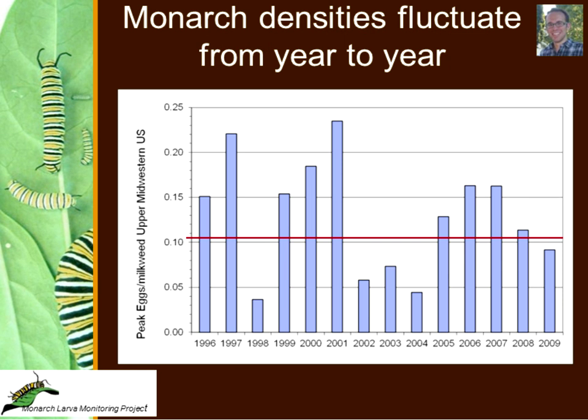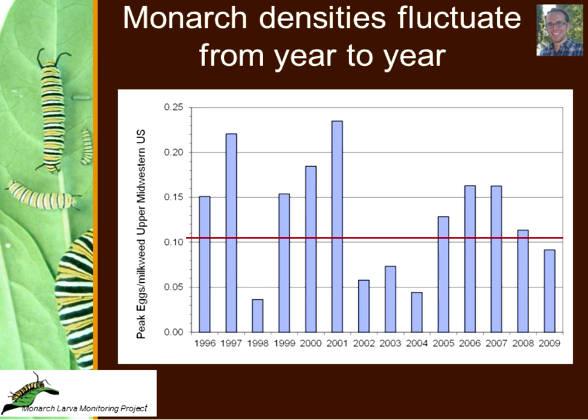One thing that we do with the data is we try to get a gauge of where the monarch population is at on a year-to-year basis. So this is the data that we've used from volunteers participating in the Monarch Larva Monitoring Project. And you can see that there is a lot of fluctuation from year to year. The red bar running horizontally is the average of those years. And I should explain the y-axis here. That's peak eggs per milkweed in the upper Midwest. So that means that if someone looked at 100 milkweed plants and they saw 10 monarchs, their density would be 0.1. So that's how we're reporting the number of monarchs based on eggs per milkweed.